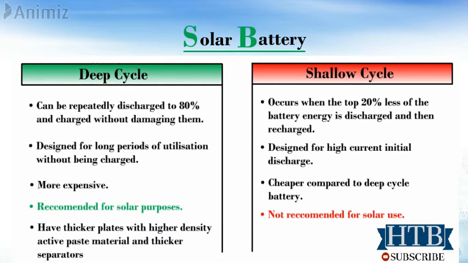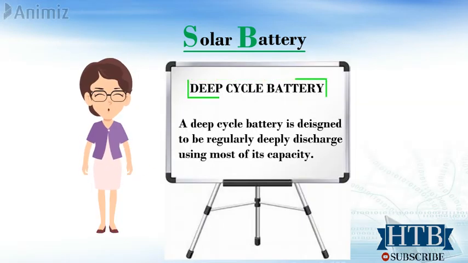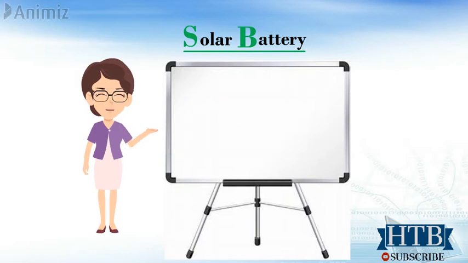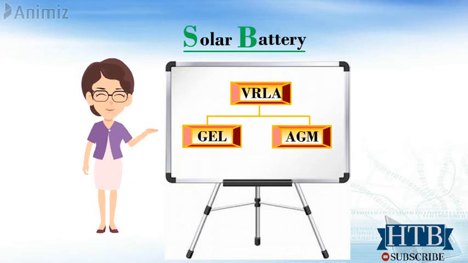Deep cycle batteries have heavier leads with higher density active paste material and thicker separators. Deep cycle batteries fall into two distinct groups, that is the flooded and the valve-regulated lead-acid battery. The valve-regulated lead-acid battery has two types: the gel and AGM.